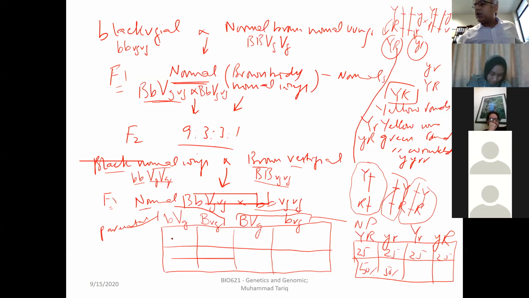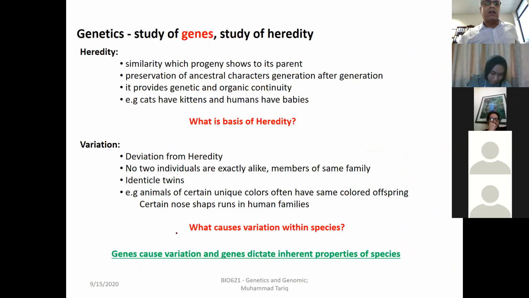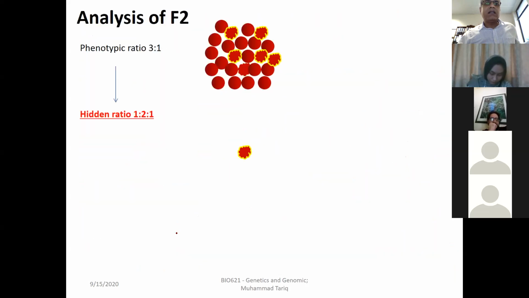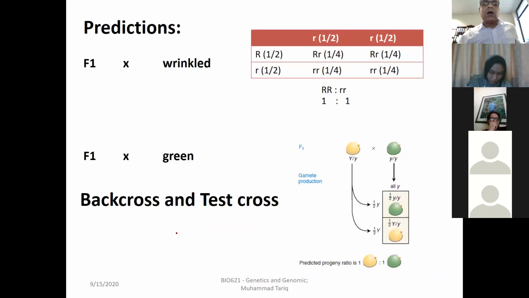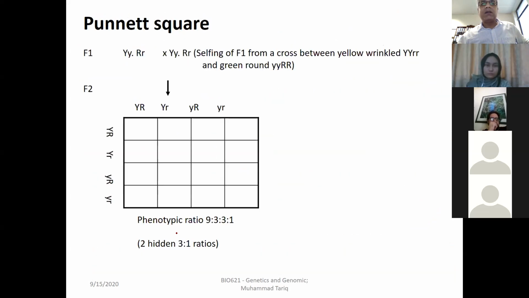And what they discovered, for example, here, let me go to the slide now. I have this slide here. All these slides will be on LMS.